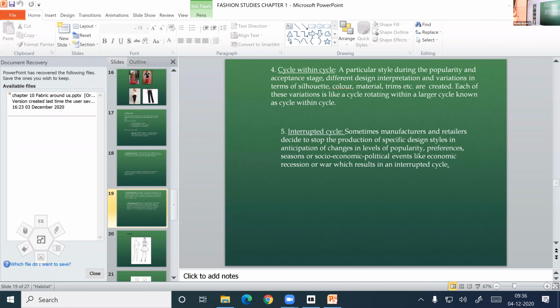Sometimes manufacturers and retailers decide to stop the production of specific design styles in anticipation of changes in levels of popularity. When a certain design is going through popularity, and in between, if some socio-economic or political events, like a war or a recession, come, and suddenly we stop that garment or design, that is known as the interrupted cycle. Understood?